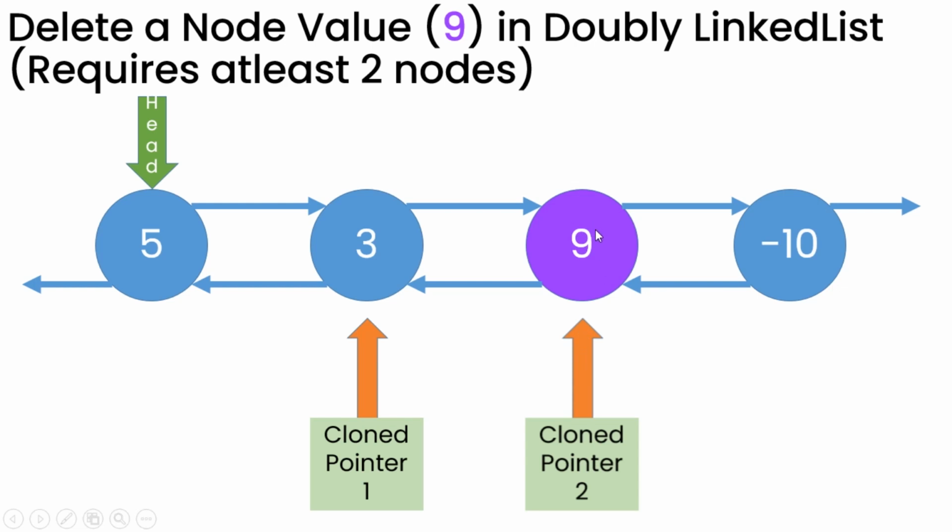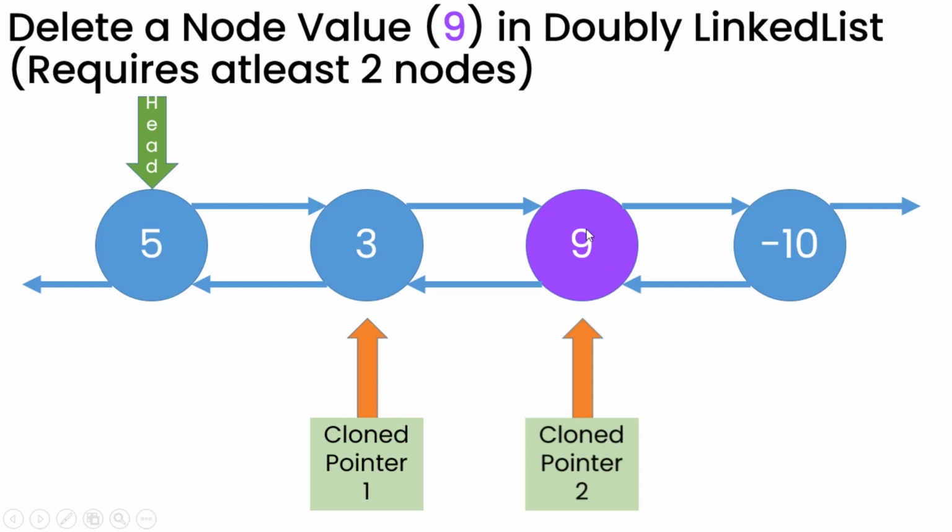And now we're going to make the same comparison. Is 9 equal to the value 9 which we want to delete? It is the target that we're searching for, which we want to delete. So how can we delete node 9?